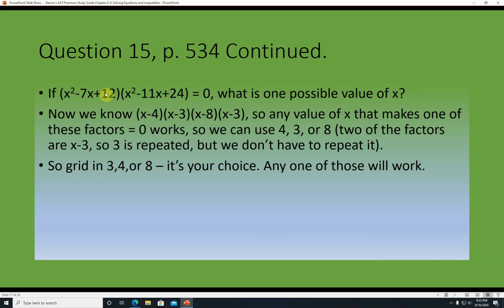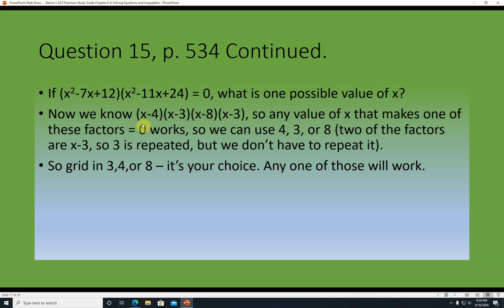So x squared minus 7x plus 12 is x minus 4 times x minus 3. X squared minus 11x plus 24 is x minus 8 times x minus 3. So any value of x that makes one of these factors equal to 0 works. So we can either use 4, 3, or 8. Since we have two x minus 3s, 3 is the answer to both of those. So we really only have 3 distinct answers.